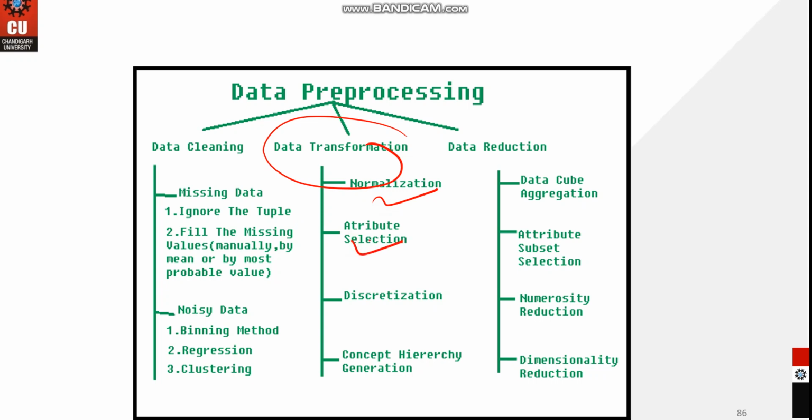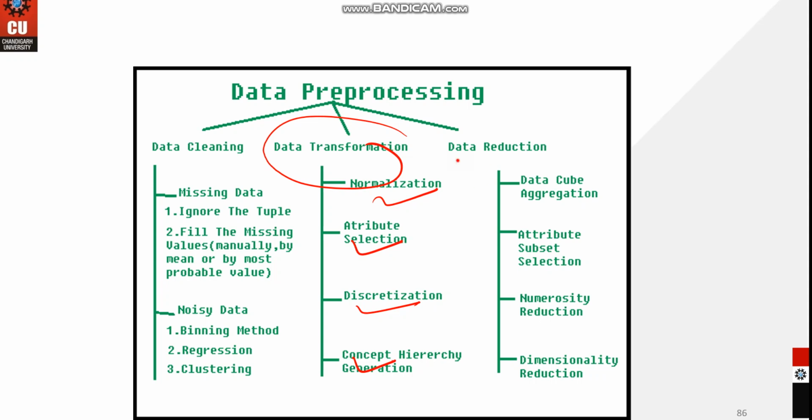Attribute selection. When we talk of attribute selection, it is a strategy where new attributes are constructed from the given set of attributes to help the mining process. Then we have discretization. It is done to replace the raw values of a numeric attribute by interval levels or conceptual levels. Then we have concept hierarchy generation. Here the attributes are converted from a lower level to a higher level in the hierarchy, like the attribute city can be converted into country.